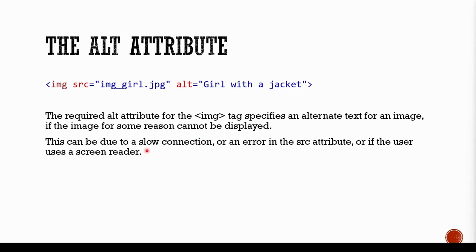Maybe because your user has a slow connection, an error, or if the user is using a screen reader. So this alt text is going to be displayed there. Or if your user is using a screen reader, it can just say out loud that this image is showing a picture of the girl with the jacket.